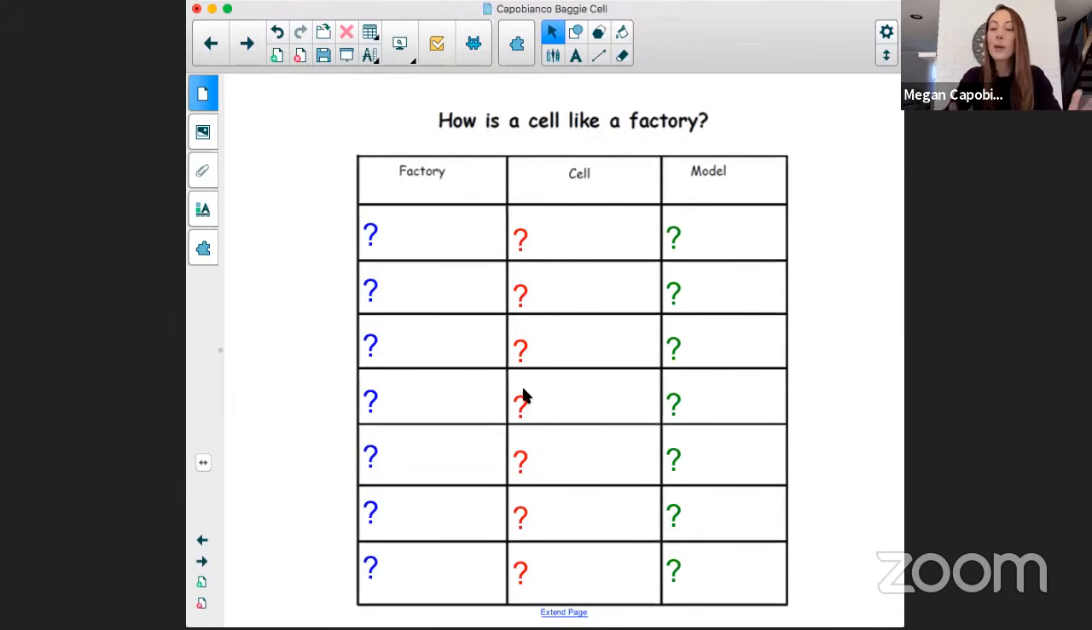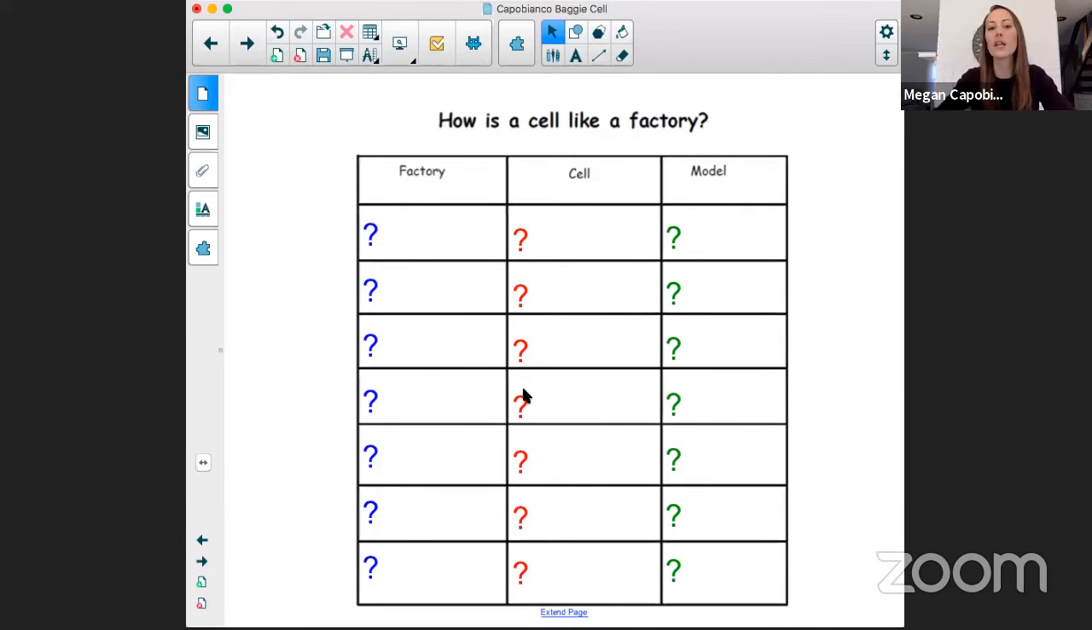So I like to do a comparison of the cell to a chocolate factory. And if you've ever seen Charlie and the Chocolate Factory, you've got a pretty good idea as to what goes on within a chocolate factory. Maybe not everything though. All right, so let's think for a moment, what are some of the parts of a factory? What is going to be necessary within the factory in order for us to get that end product, the chocolate? So let's think about that for just a moment.